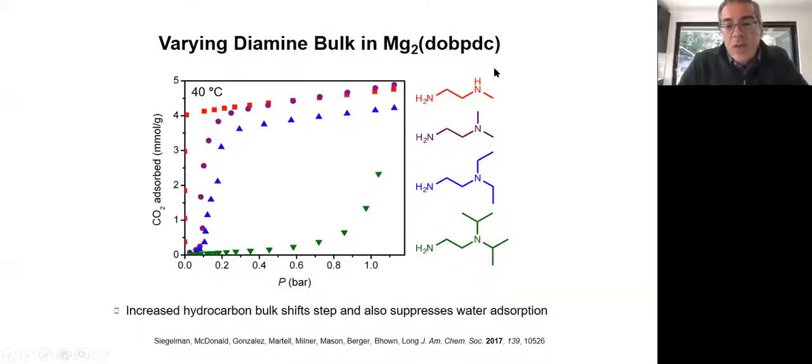And so this is just an example showing if we attach these 4 different diamines to this inexpensive magnesium-based MOF, then as we build up steric encumbrance at the ammonium-forming nitrogen, we can push that step out in pressure at a given temperature.